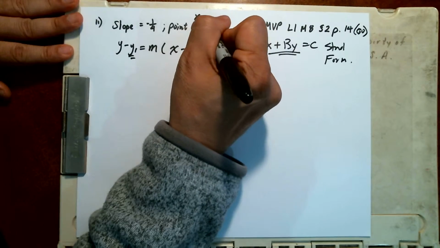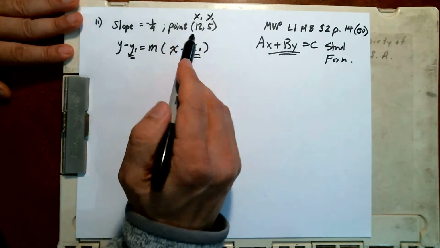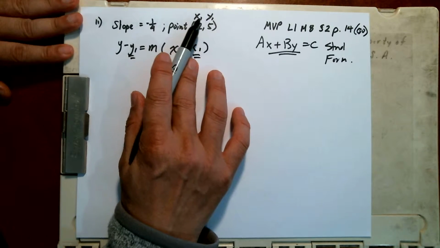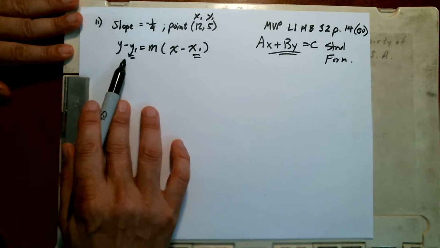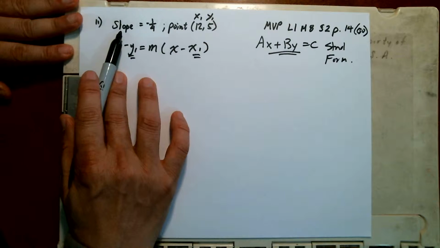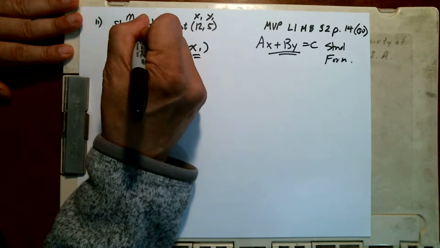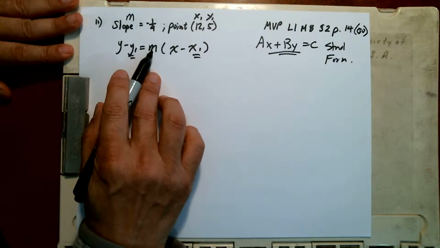This is your x1, this is your y1. Don't forget to put in x1 and y1 in here, so that way you know which one you're going to plug in to this equation right here. And that's your slope. The letter that we use is m, right? M is equal to -1/4, and there it is.